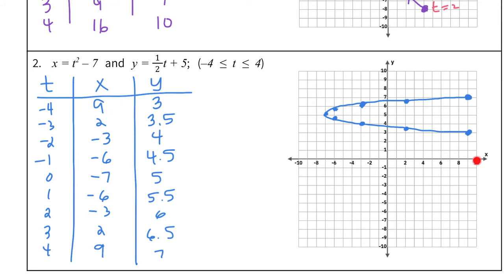The first point was at 9, 3. So this was my first point. Starting from here, it went this direction, then back around. So let's put in our arrows so that we know which direction this curve was going.